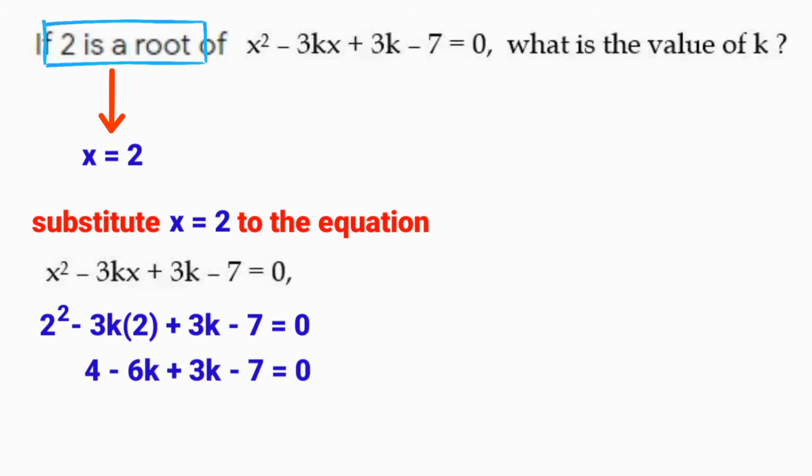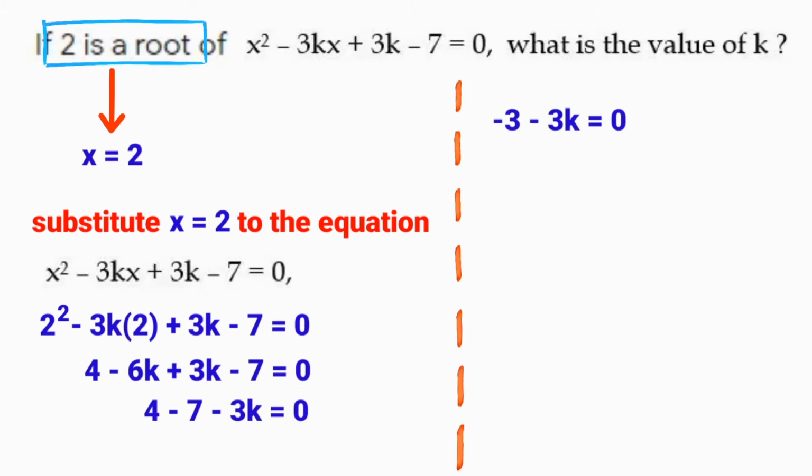First, let's combine the common terms. Negative 6k plus 3k, you will get negative 3k. 4 minus 7, you will get negative 3. So we will have negative 3 minus 3k is equal to 0. Since we are looking for the value of k, we will transpose negative 3 to the right side, which will become negative 3k is equal to 0 plus 3. So negative 3k is equal to 3. Divide negative 3 both sides. k will be equal to negative 1.